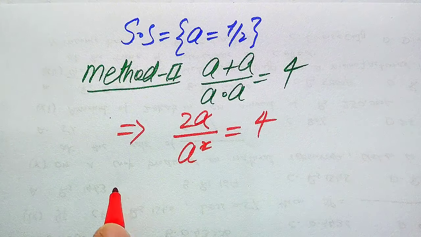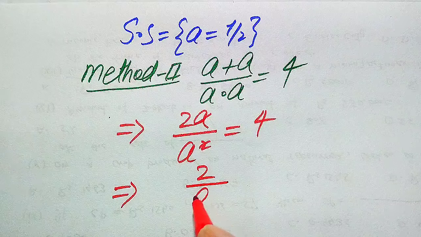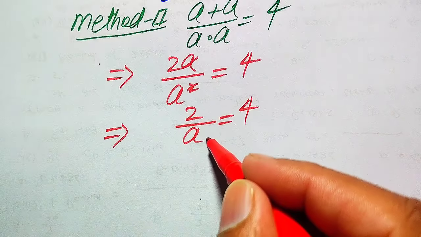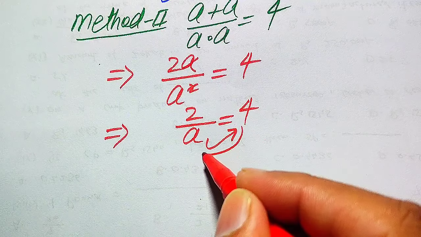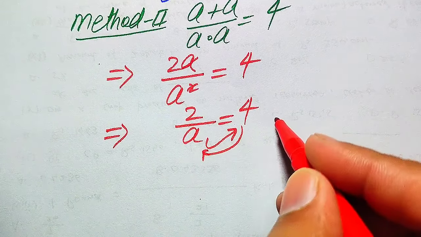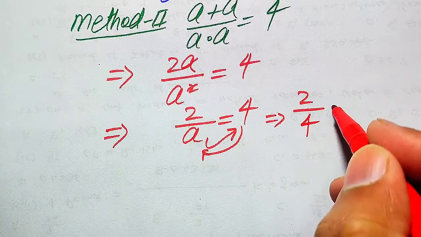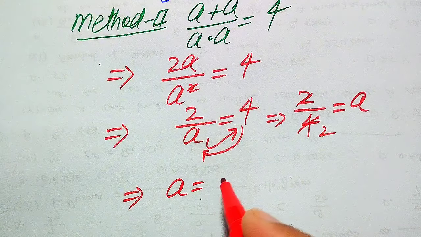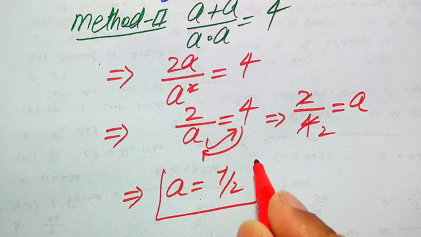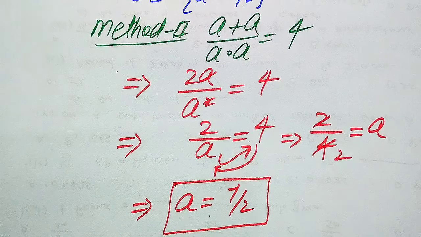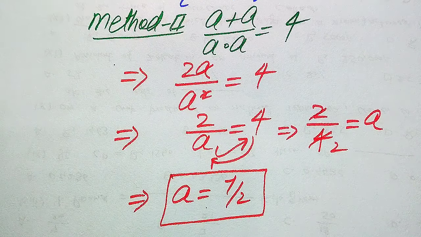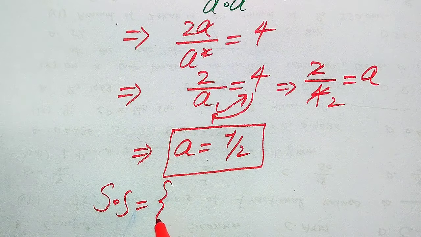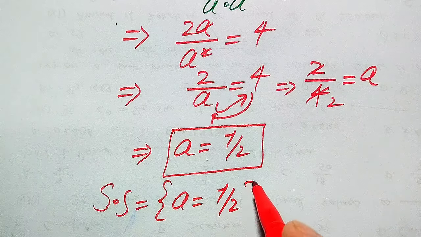So this a is cancelled out by this a, and we get 2 over a equals 4. Our target is to find the value of a, so we move this a to the right hand side and move this 4 to the left hand side, and it becomes 2 divided by 4 equals a. Since 2 times 2 becomes 4, we get a equals 1 over 2. This is the value of a from the second method, and in the first method we already verified that this value satisfies our given question statement, so the final solution set of this question is a equals 1 over 2.